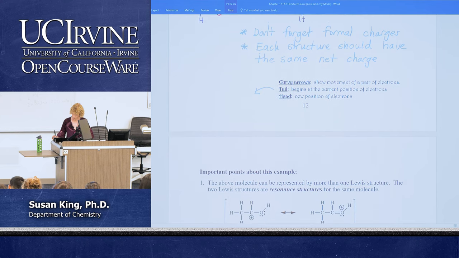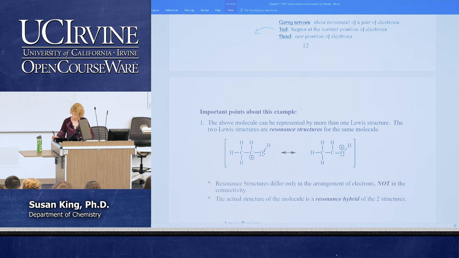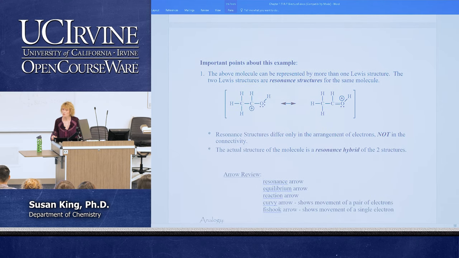Important points about this example. I have a question for you. When it comes to the curvy arrows, does it matter whether you put only one side of the arrow or make it like two? It does matter. In this case, we're moving two electrons, so we have a full head on the arrow. If we're moving a single electron, we use half a head on the arrow. Okay, so fish hook. All right, more questions?